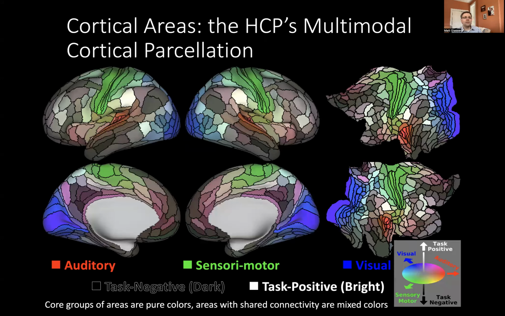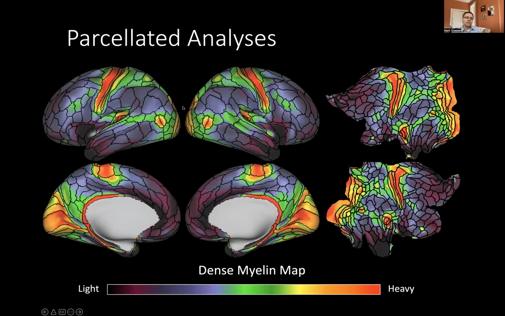So as an example of cortical areas, we have the Human Connectome Project's multimodal cortical parcellation, where we've got auditory areas in red, sensory motor in green, visual in blue, and default mode or task negative in the darker colors, or anti-default mode and task positive in the brighter colors, with mixed coloration, for example, here in LIPV, where we have mixing of both sensory motor and visual information. So how does this work?